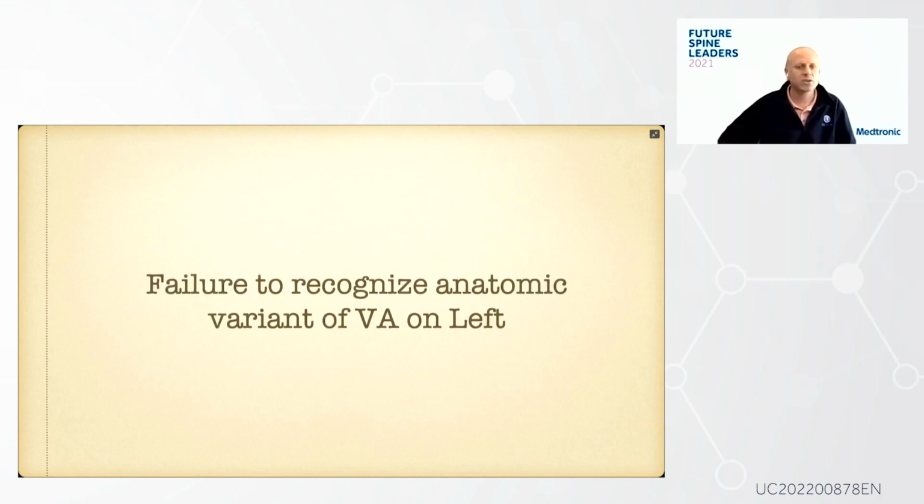But I think as surgeons, we have to expect and recognize anatomic variants, specifically in the cervical spine and most specifically vertebral arteries, because they can run through the disc space. They can run through the bone. They can be larger or smaller. You obviously want to avoid a dominant vertebral artery on either side.